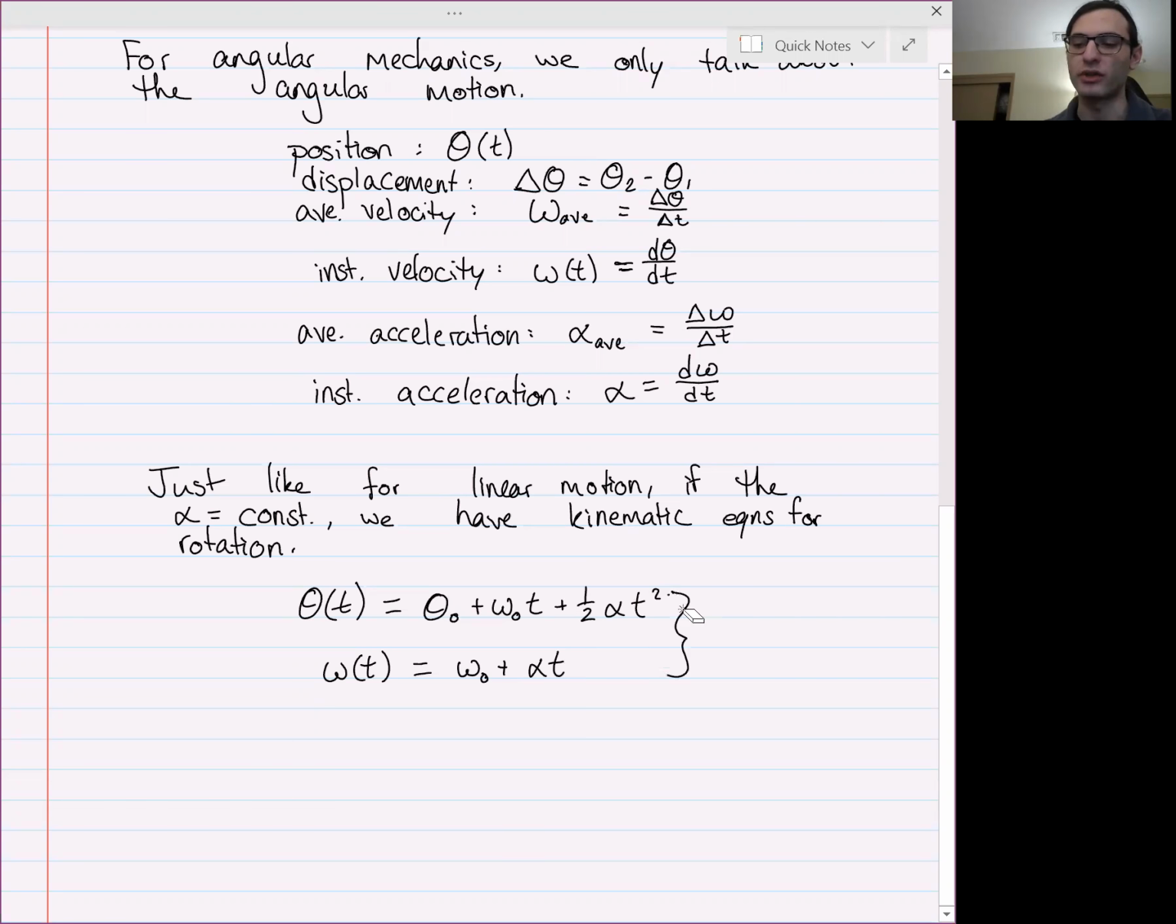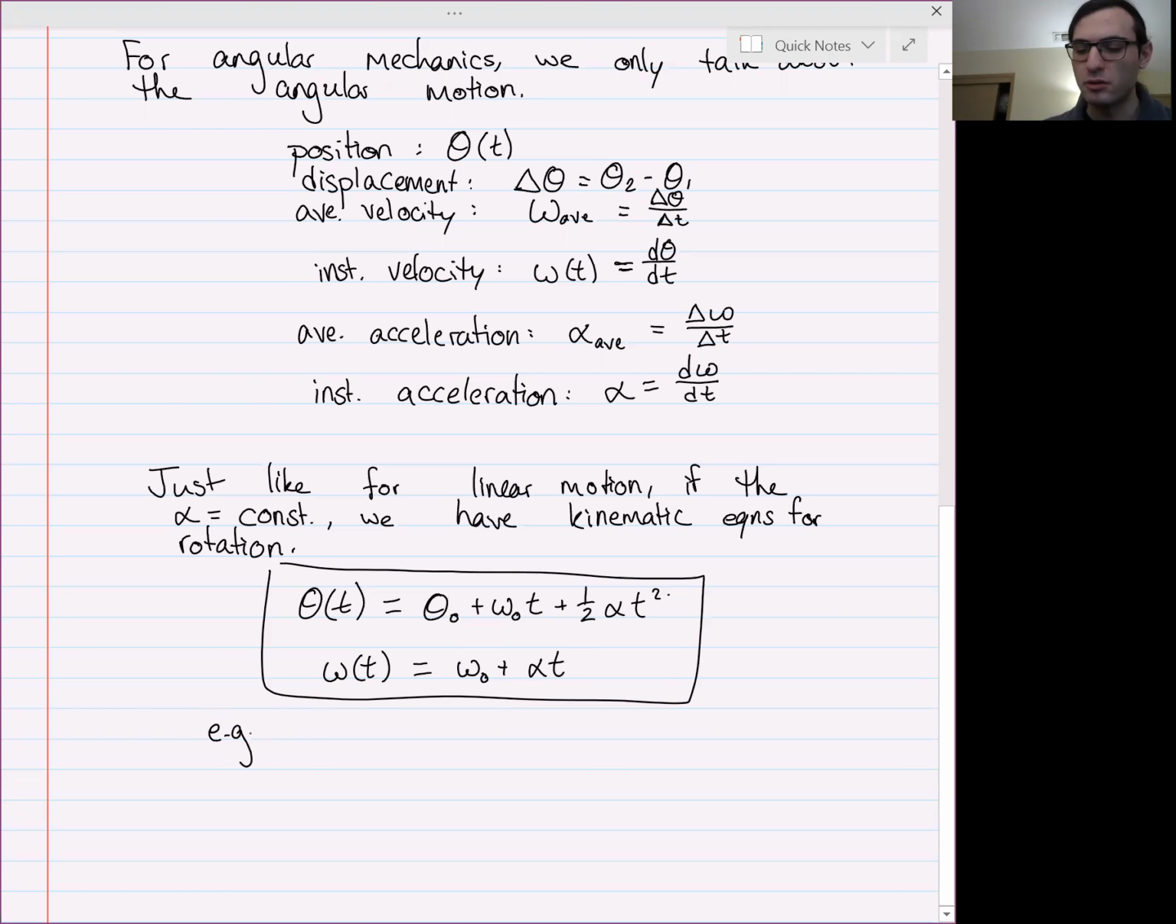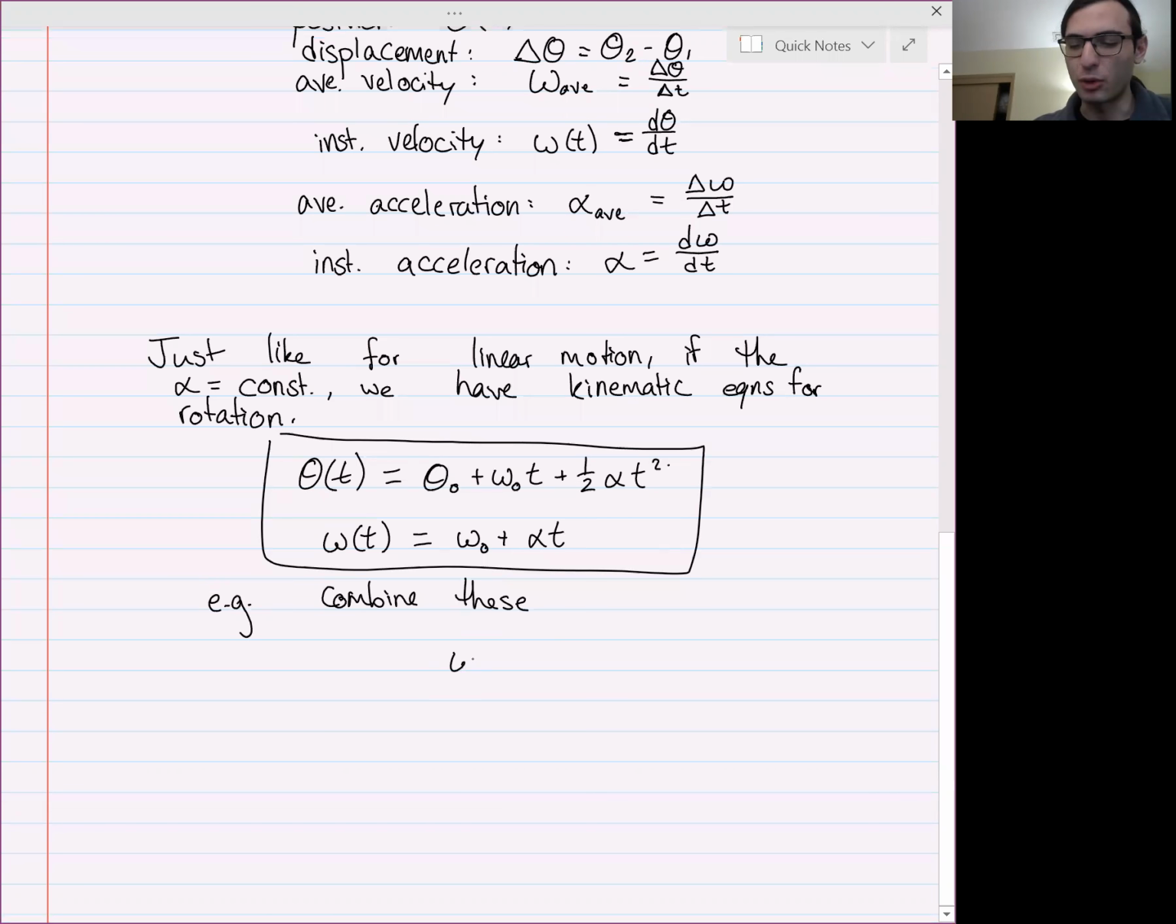And then you could do all of the standard things where you, for example, combine these. So let me actually put a box around these because these are useful. You could combine these to get the same kinematic equations that we've seen, like a range-finding equation. Another example would be the final angular speed squared minus the initial angular speed squared equals 2 times the angular acceleration times the angular displacement.